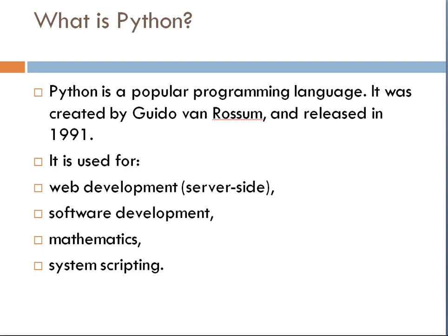First of all, what is Python? Python is a popular programming language. It was created by Guido van Rossum and released in 1991.